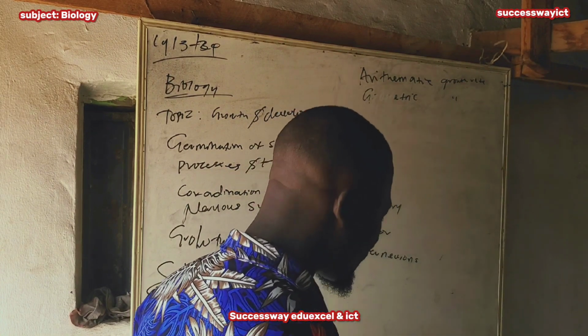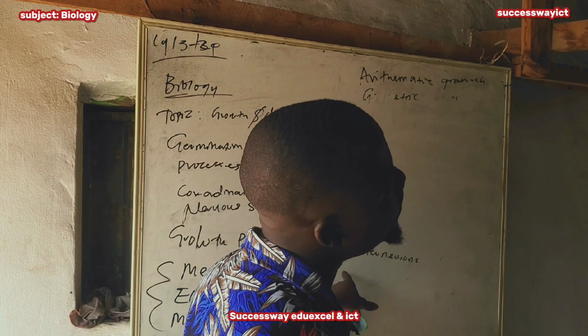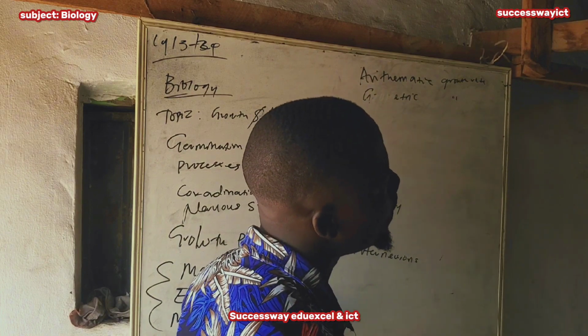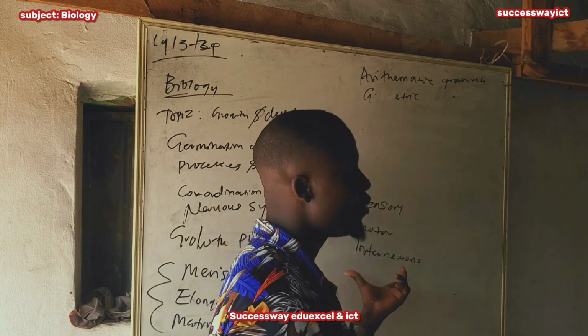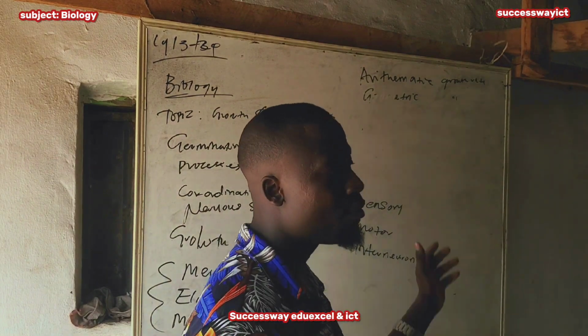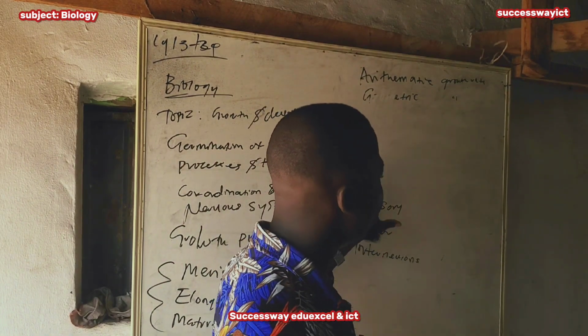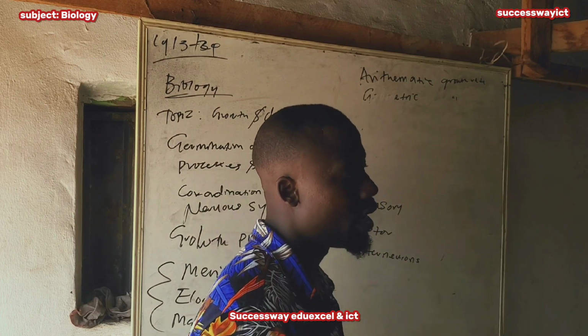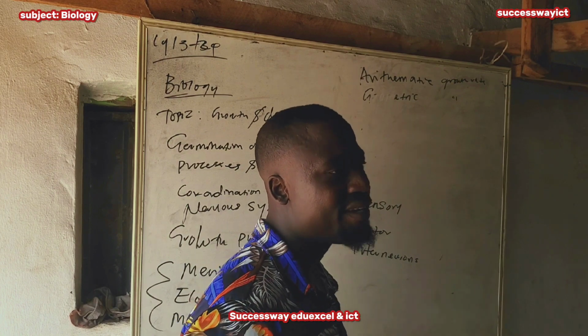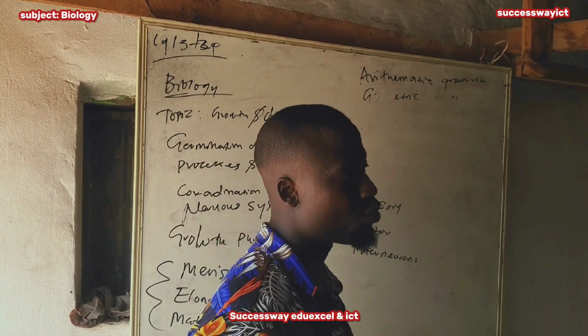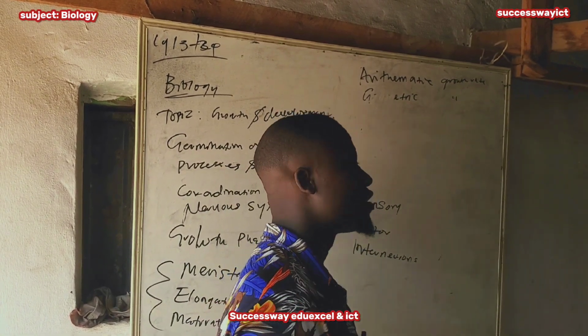All right. Now, neurons. Are we together? Neurons are structured in a way as to have what is known as a cell body and dendrites.